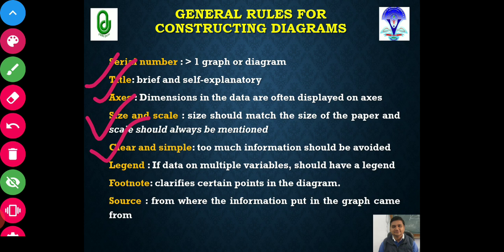Similar to an advertisement, you are seeing a star mark, and the star mark below as a footnote explains that this offer is valid for 2 months only. So like that, in a diagram or chart or graph also we put a footnote.